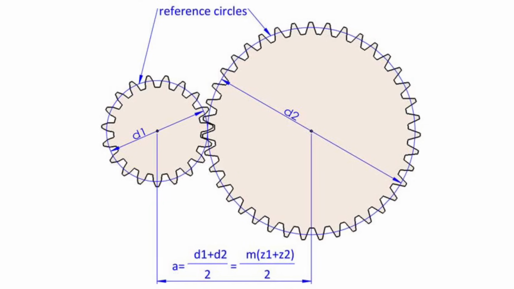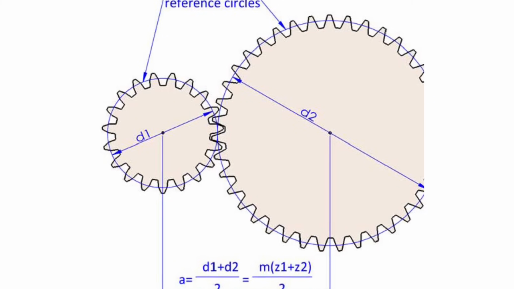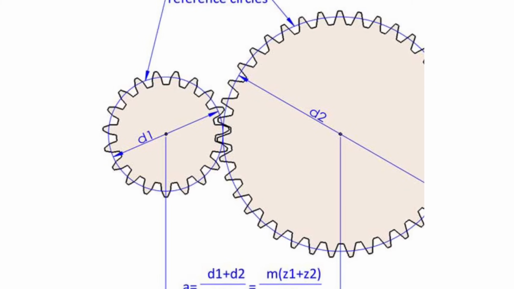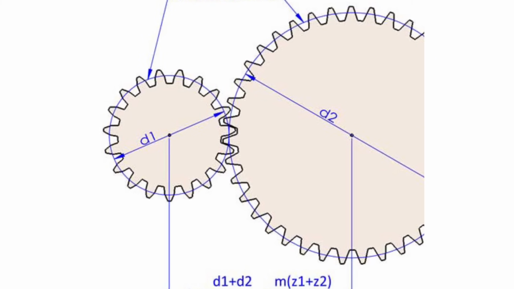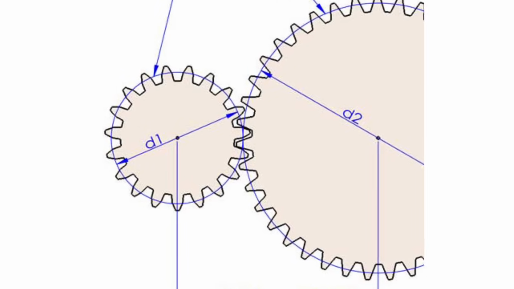The module of a gear represents the size of the gear's teeth. It's usually used in metric gears and it's measured in millimeters of reference circle diameter per tooth. Module is extremely important because 2 gears can also only mesh if they share the same module.